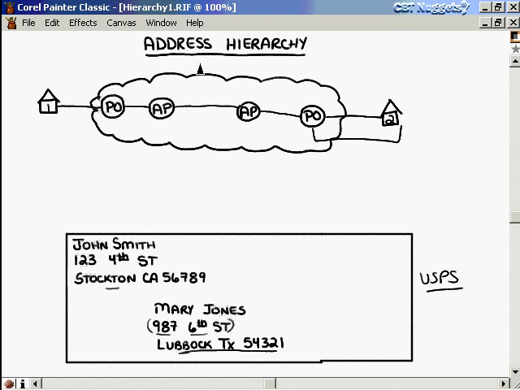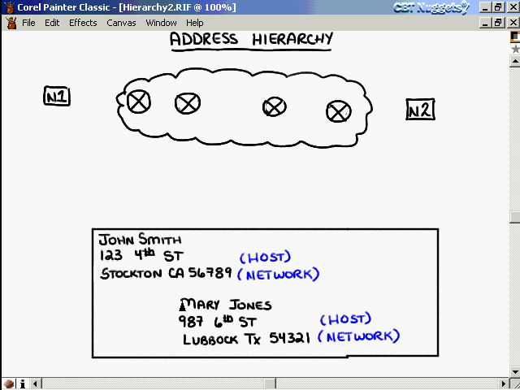Well, that concept exists on TCP/IP networks as well. Same exact model, except for the portions that we're going to name a little bit differently. When I have a computer N1 that needs to deliver a packet to a computer N2, it's going to go through that network as well, this time a TCP/IP network.